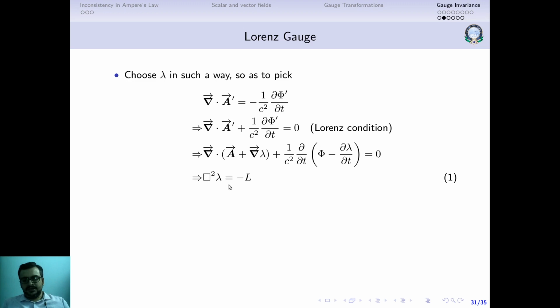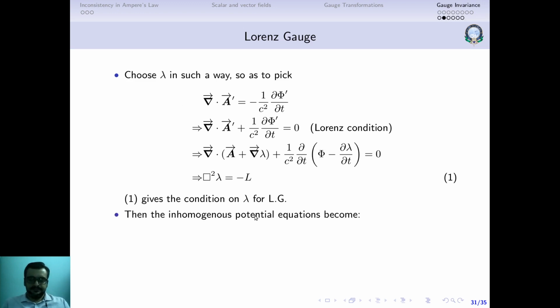So the condition that lambda must satisfy for the Lorentz gauge is that the D'Alembertian of lambda must be equal to minus L. So all you need to do is, given whatever potentials are given, find out the quantity L, which is divergence of A plus 1 by c square dou phi by dou t. The negative of that L will give us the D'Alembertian of lambda. Then solve the D'Alembert equation, and you find out what is lambda. So that will give us the gauge function for the Lorentz gauge.